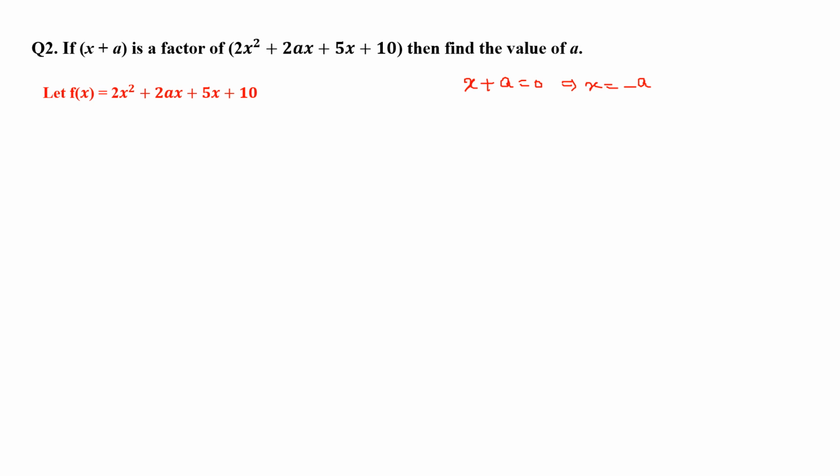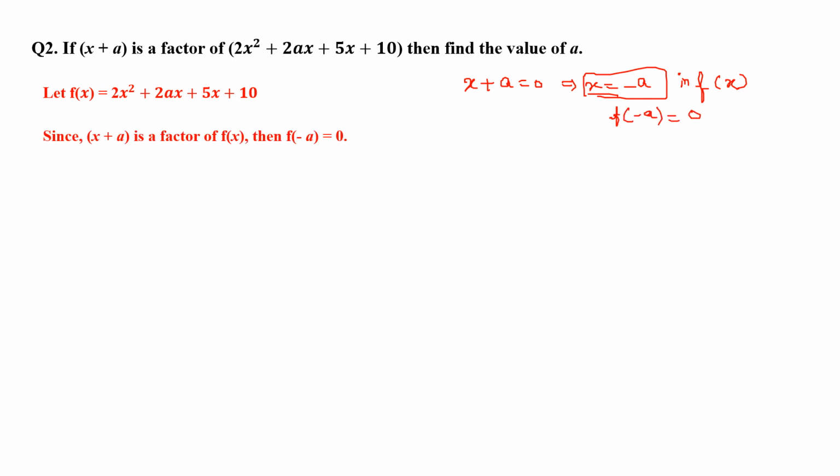It means if you put the value of x as minus a in f(x), what will happen? The polynomial will be 0. It means x equal to minus a is the zero of the polynomial. So f of minus a should be 0. Okay, we already studied this in grade 9. So since x minus a is a factor of f of x, then f of minus a will be equal to 0. Now let's put the value of x as minus a in the given polynomial.